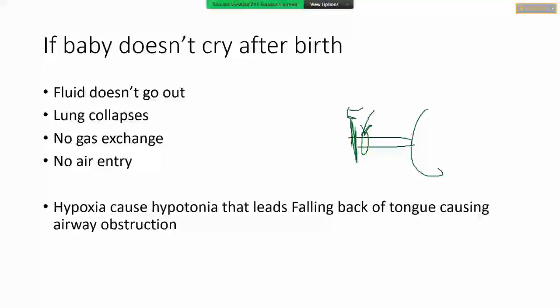So it will lead to lung collapse. So there will be a lack of gas exchange, so hypoxia will occur. Hypoxia can cause hypotonia because muscle needs oxygen for proper movement. So there will be hypotonia of the muscle, especially the tongue muscle. When there's hypotonia of the tongue muscle, the tongue will fall back. That will further cause obstruction of the airway. So this is a circulatory kind of thing. We have to know what happens if the child doesn't cry, and why we give more importance to the first cry of the baby. These are the reasons for that.